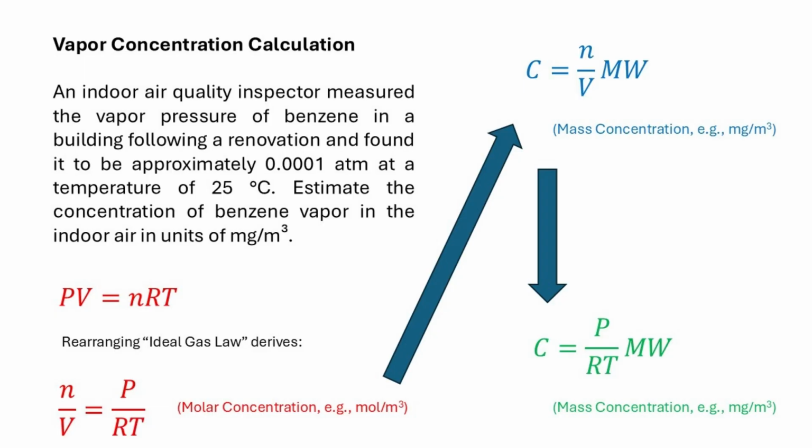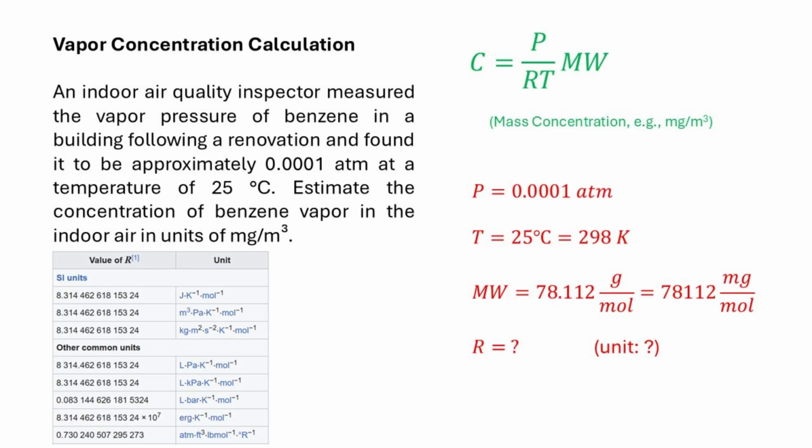Let's record the rearranged ideal gas law, and it is now showing us how to calculate the mass concentration from the pressure of vapor. So C equals P over RT multiplied by molecular weight. Now let's consider each of the parameters in this equation.